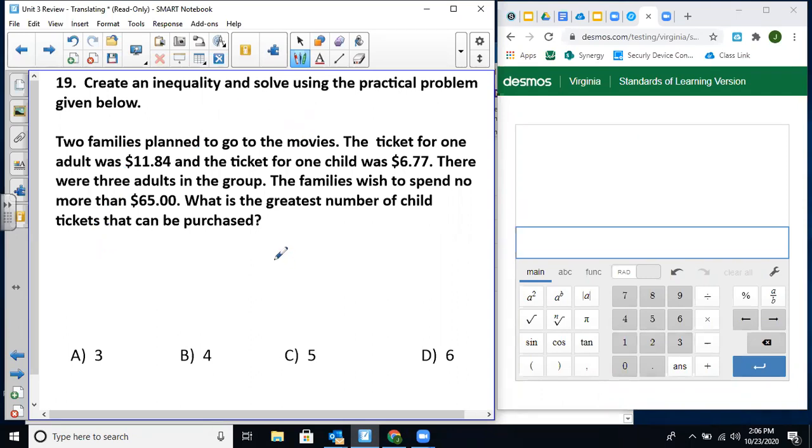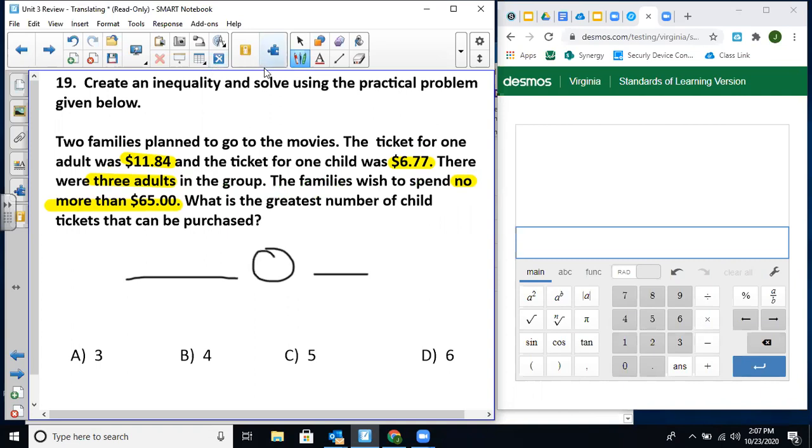So we have to not only write an inequality, but we also need to solve. So I'm going to start here just with my 2 sides. And now I'm going to go back up into my problem, and I'm going to highlight the important numbers to this problem. So we have 2 families planned to go to the movies. The ticket for one adult was $11.84, and the ticket for one child was $6.77. There were 3 adults in the group. The families wished to spend no more than $65. What's the greatest number of child tickets that can be purchased?